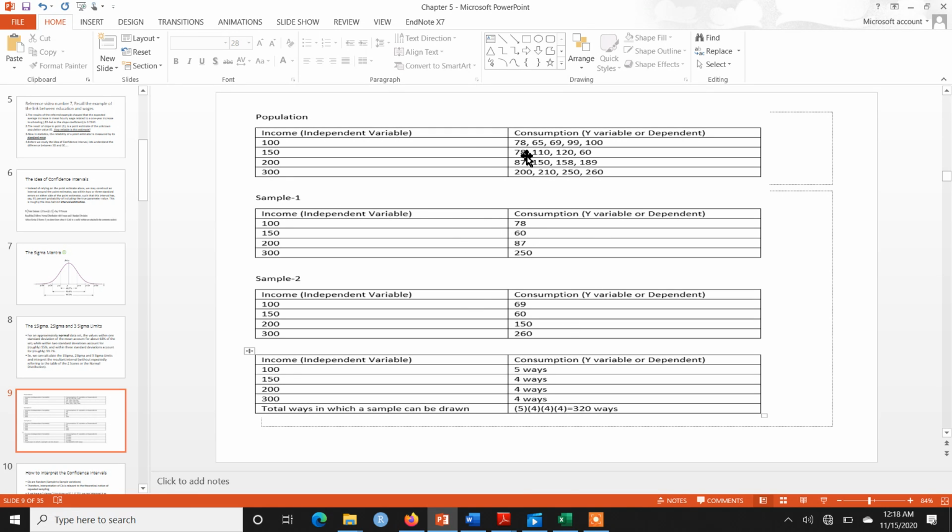By the way, against income equal to 100 we have 5 observations, so there are 5 different ways in which I can select this value. That is, one option is 78, the second is 65, the third 69, the fourth 99, and the fifth 100. So we have 5 different options. If I count the total number of ways in which the sample could be drawn from this population, there are 320 different ways in which I can draw a random sample.